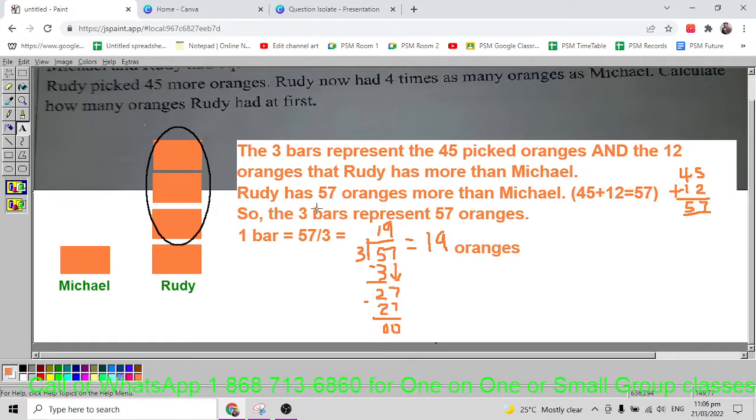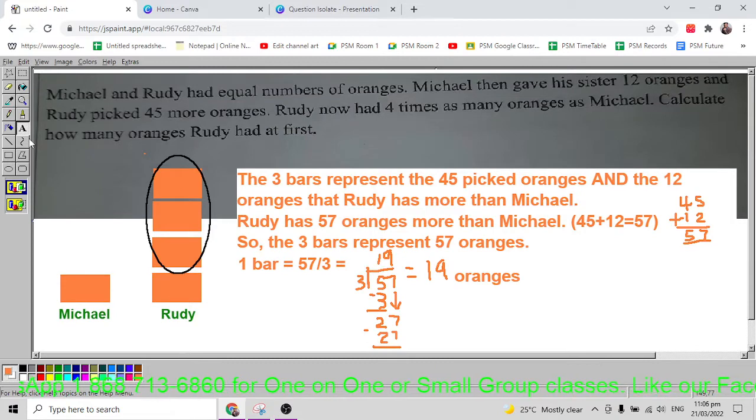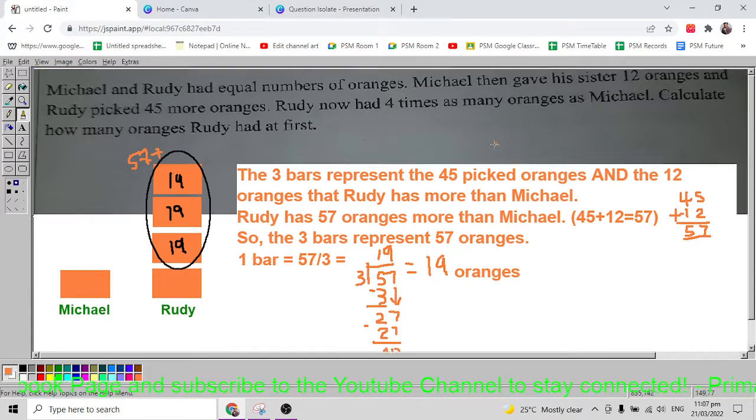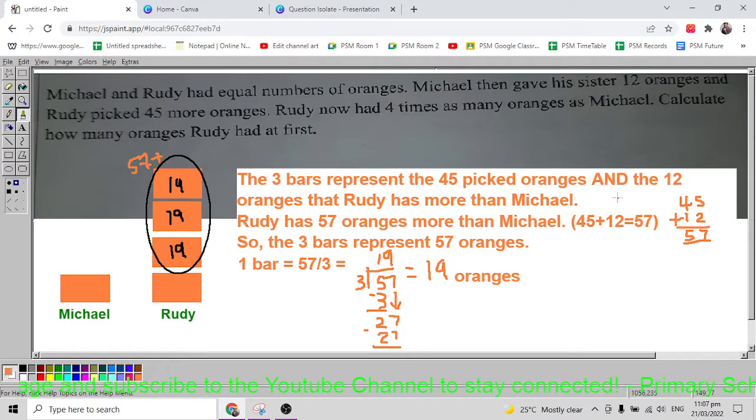So one of those bars there represents 19 oranges. There's 19 extra oranges there, 19 extra there, and 19 extra there. Those together form 57 extra oranges that Rudy has over Michael. Okay, great. So we looked at the bar method there.